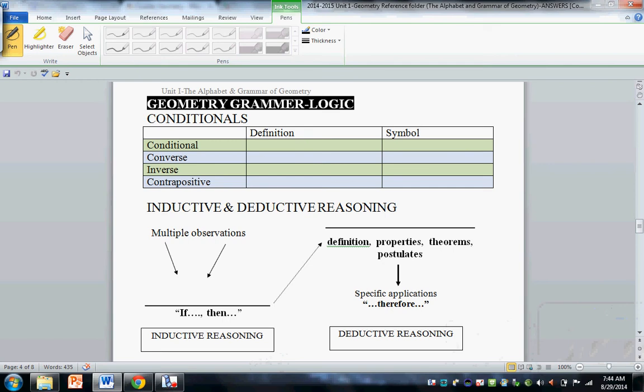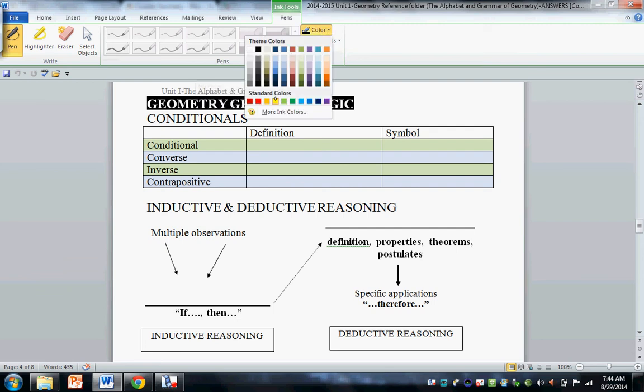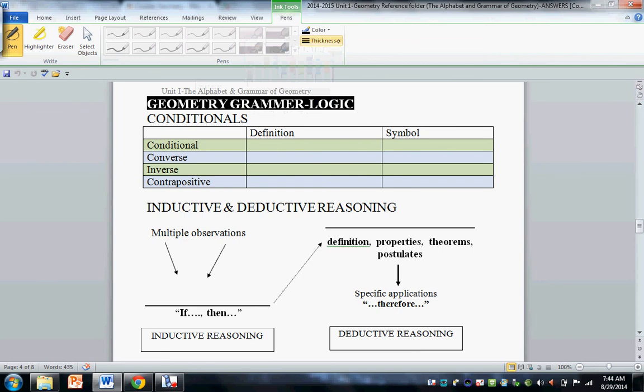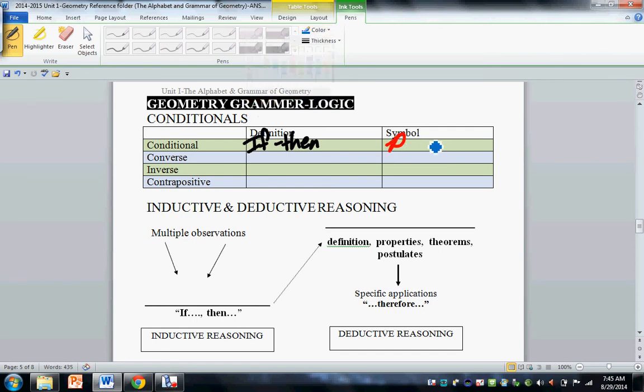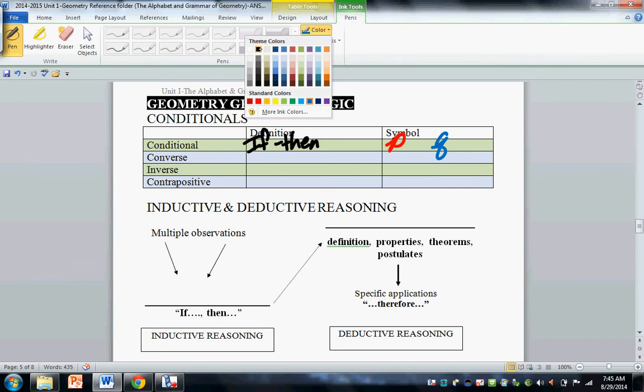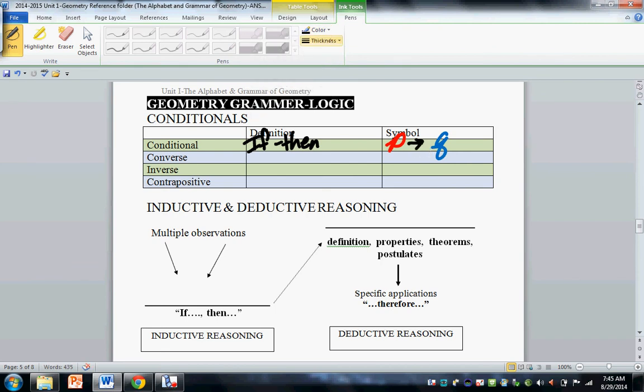Students, this is your reference booklet, Unit 1, Geometry, Grammar, Logic. So we're going to talk about basic definitions. A conditional is an if-then statement. So think if, then, better known as cause and effect. And the symbols we use for that is if P, then Q.